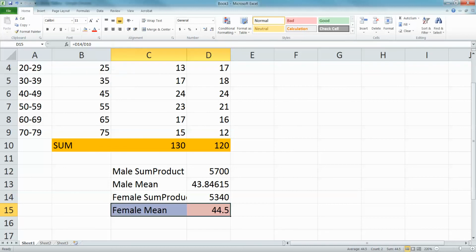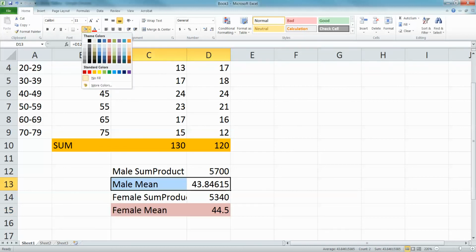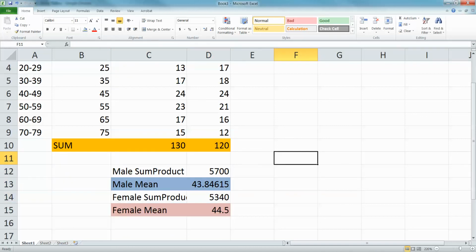Oh, let's be sexist about this. Mean for the females is pink. Mean for the males is blue. There we go. I'm giving them gender roles. Done. All right, so there's your means.